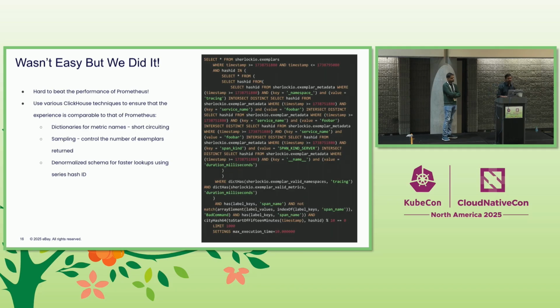And going against conventional ClickHouse wisdom to have a single table with every row and column, we went with a denormalized schema because we observed that it had higher performance characteristics than a single table. There is a series hash ID lookup table, which has the series hash ID with all the label key value pairs. We take that and we only do hash ID based lookups on the table that has the actual exemplars themselves.